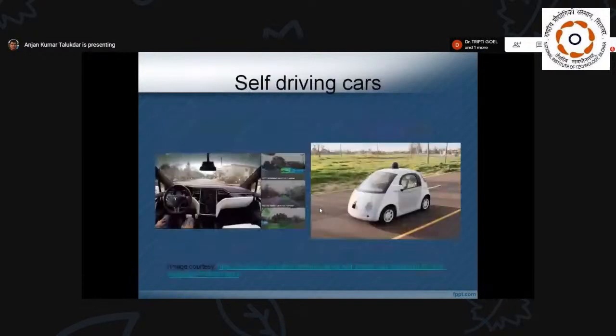So then self-driving cars are also coming. Without driving, the car can determine its path and other parameters. For that, a camera is there, or some radar. This system is there.